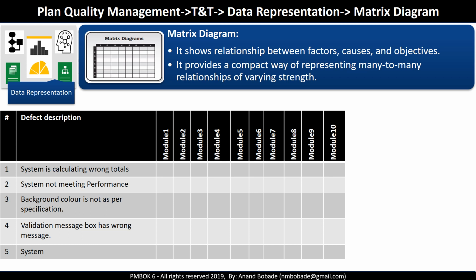Let's look at one more example about defects classification using matrix diagram. The matrix diagram on the screen shows a list of defects and various software components impacted by these defects. First column shows list of defects and subsequent column headings are various software modules as shown in the picture. One defect may impact one or multiple modules and accordingly it will be marked in the matrix diagram.